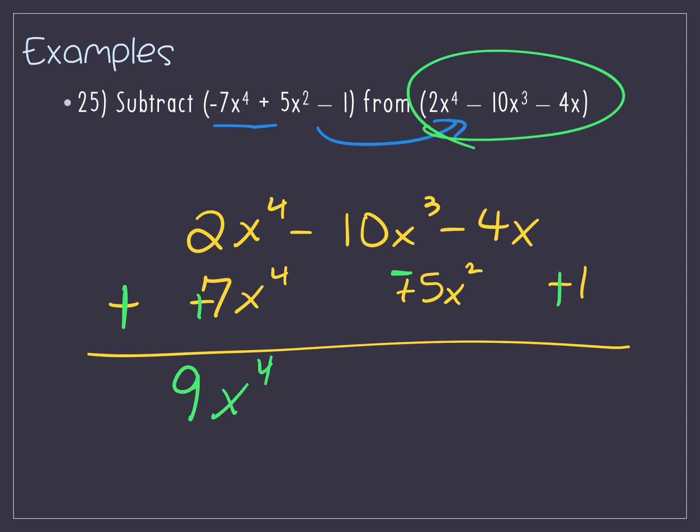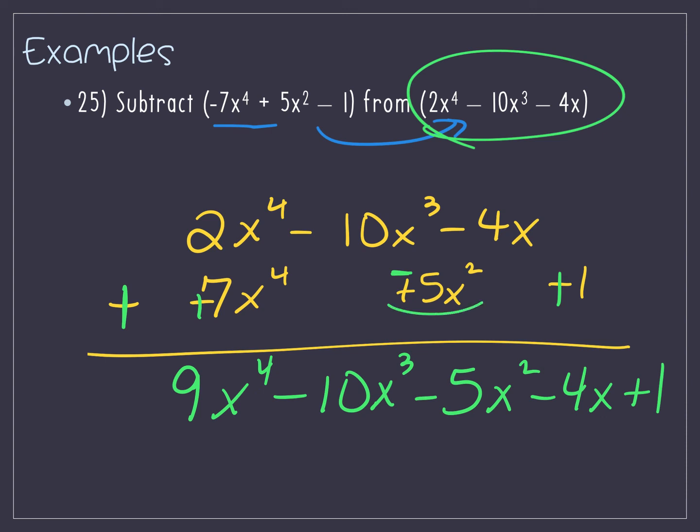9x to the fourth, nothing to add with the cube. I've changed the sign on the x squared, drop down the 4x, and the positive 1. So by doing that keep, flip, change, it made sure that my 5x squared was negative and my positive 1, or the 1, became positive in the final answer. And that is it for adding, subtracting, and multiplying polynomials.